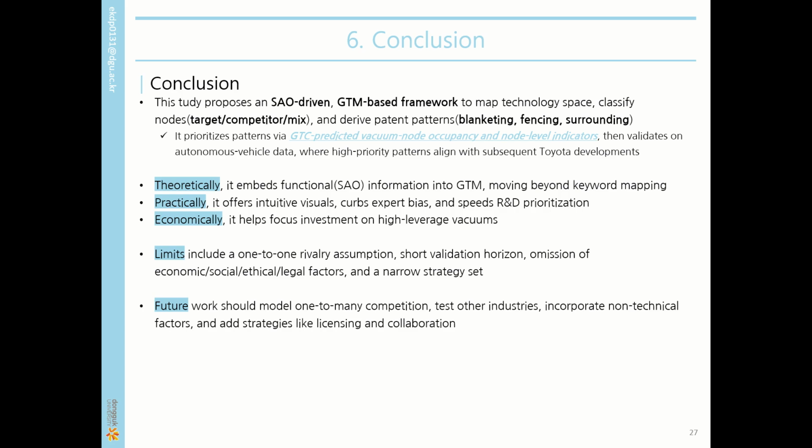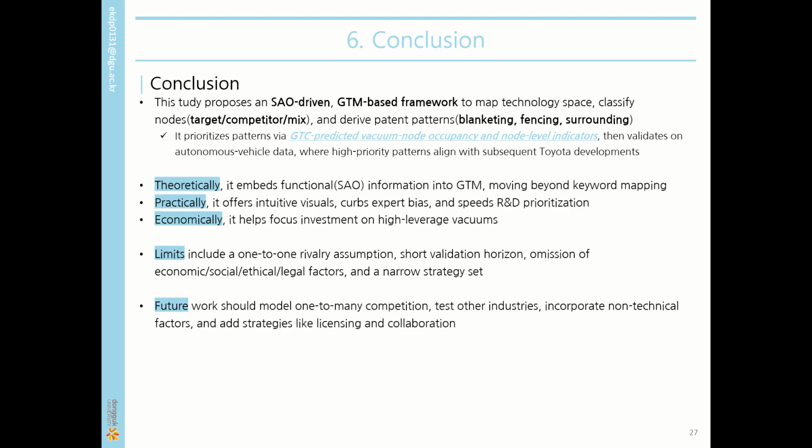This study proposes an SAO-driven, GTM-based framework that maps the technology space, classifies nodes as target, competitor, or mixed, and drives blanketing, fencing, and surrounding patterns. Patterns are prioritized using a GTC-predicted occupancy of vacuum nodes together with node-level indicators, and the approach is validated on autonomous vehicle data where high priority patterns align with later Toyota developments.